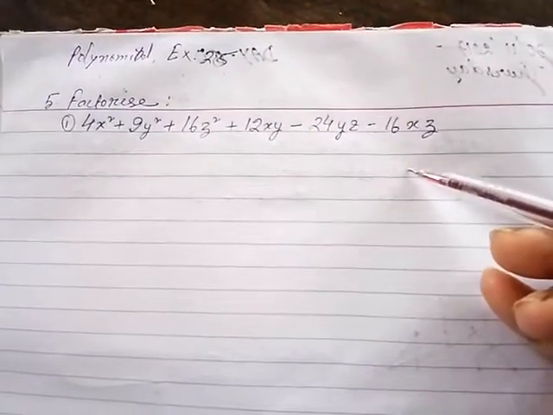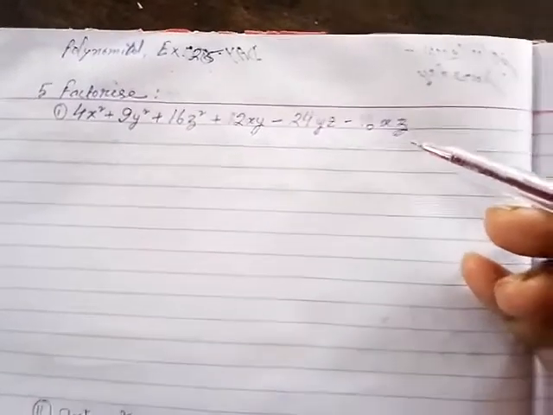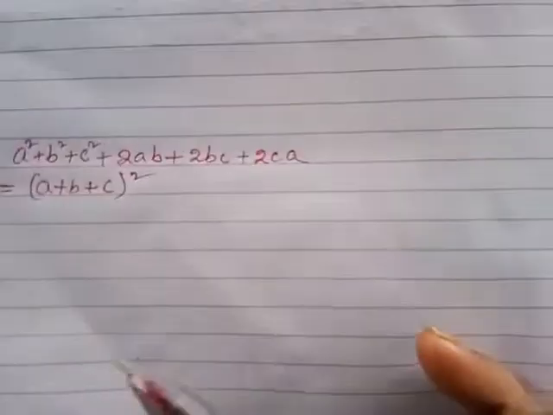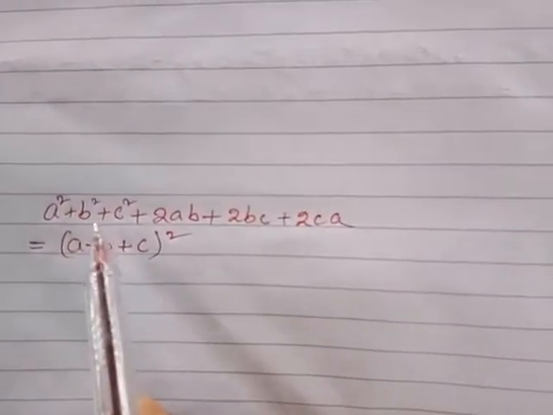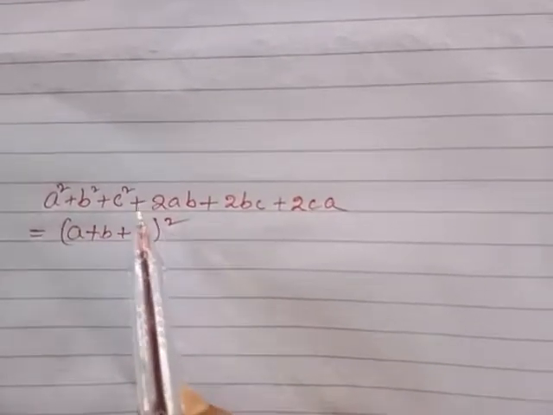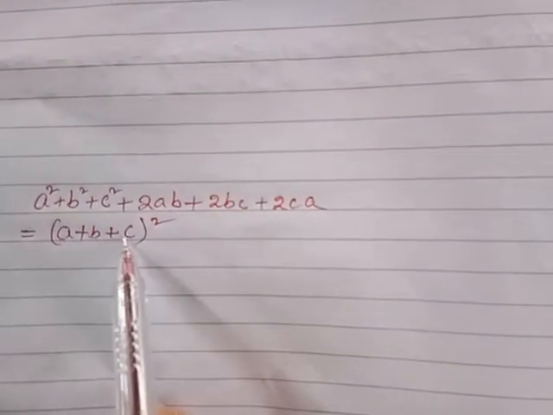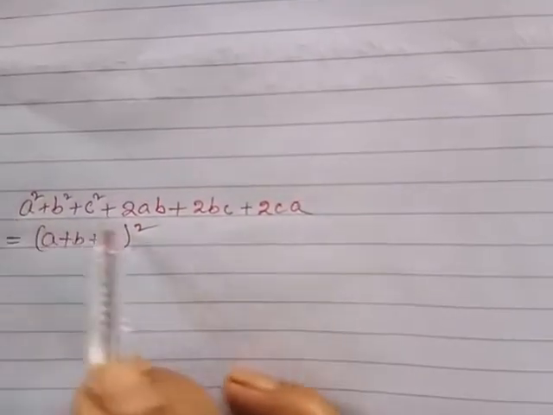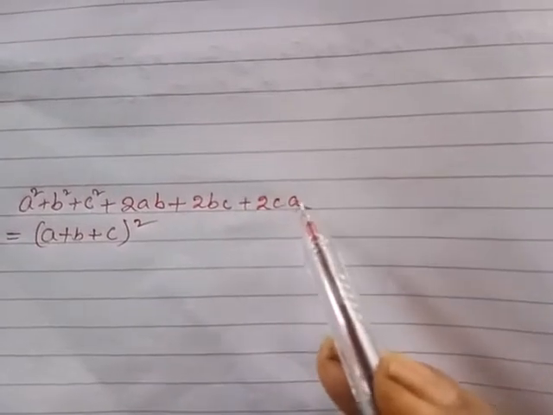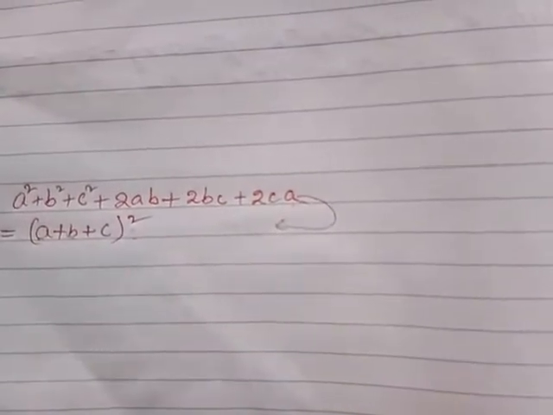That is factorization. Before this, you have to know a formula: a² + b² + c² + 2ab + 2bc + 2ca = (a + b + c)². If any expression is in this form and you need to factorize it, you just turn it into the form (a + b + c)², and then your factorization will be over.